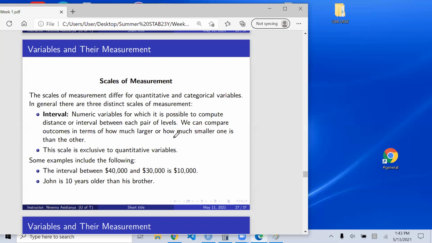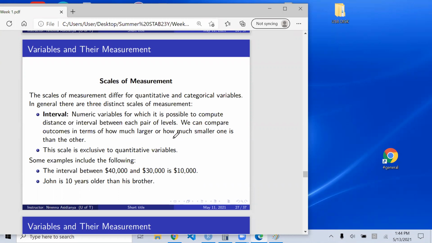So for instance, Sarah has 3 sisters, and Cindy has 2 sisters. What is the difference in the number of sisters that Cindy and Sarah have? Now you can say 1, because 3 minus 2 is 1. So you have an interval scale when you have this ability to do differences. This is exclusive to any quantitative variable, be it continuous or discrete. You cannot talk about this interval scale of measurement when you are talking about categorical things.